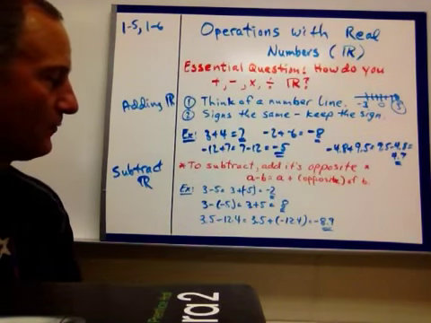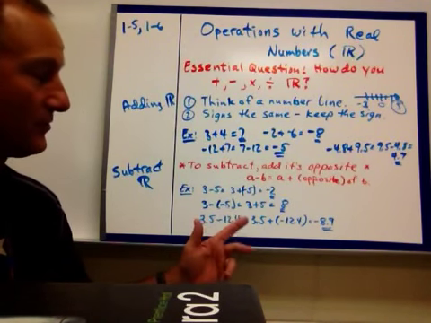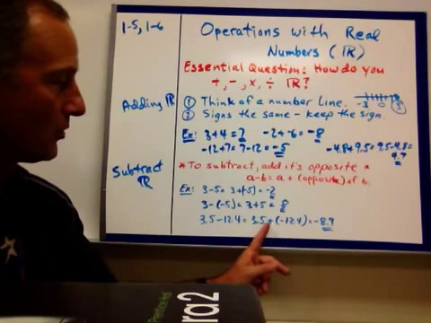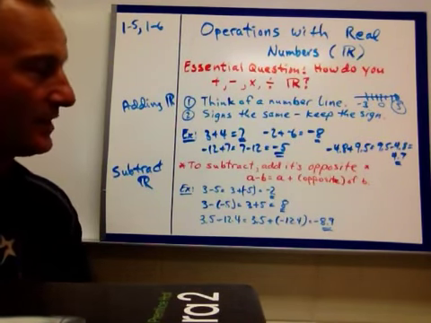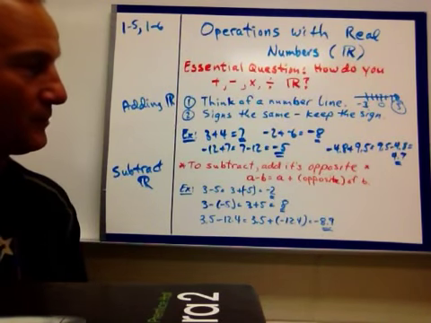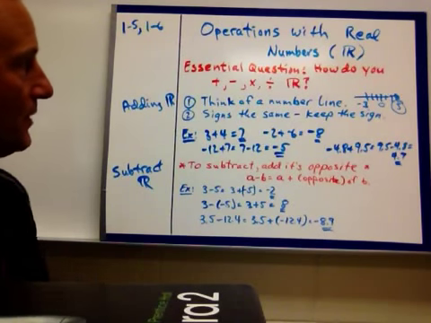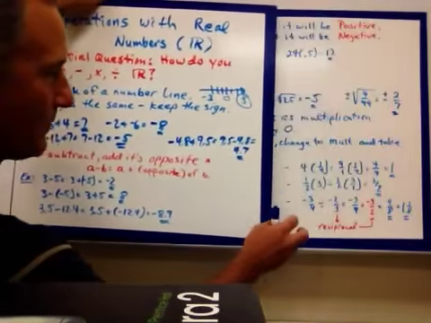3.5 minus a 12.4, it's a decimal, still do the same things. You can treat that as a regular subtraction problem on your calculator, or you can change it to addition and add the opposite sign, add the negative. Get -8.9. You'll notice the bigger number is negative, so your answer will be negative. So that's adding and subtracting. You've done plenty of that before. Shouldn't be that big an issue for you.